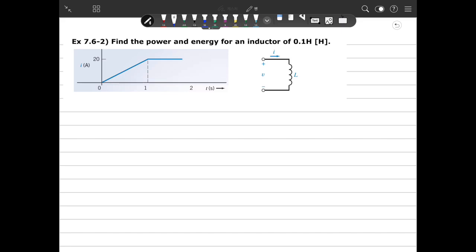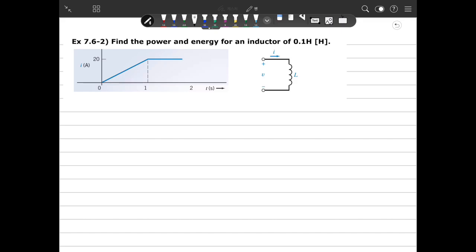This problem requires us to find the power and the energy for the inductor. It's not a complicated problem. It's simple. It's not difficult. Because to get the power and the energy, we need to know the voltage here first. So we'll find the voltage first.